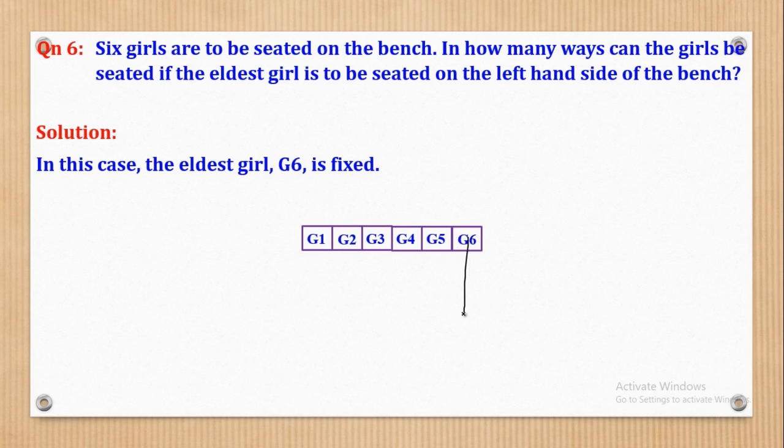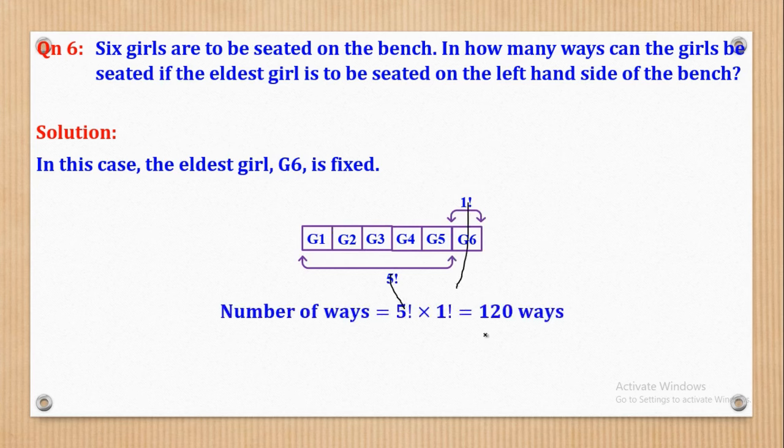Now, this one is fixed and the number of ways will be 1 factorial. These ones can be rearranged. So when I rearrange these ones, we shall come up with 5 factorial. Therefore, the number of ways will be 5 factorial times 1 factorial, which is 120 ways.